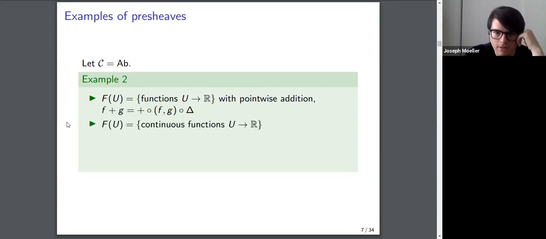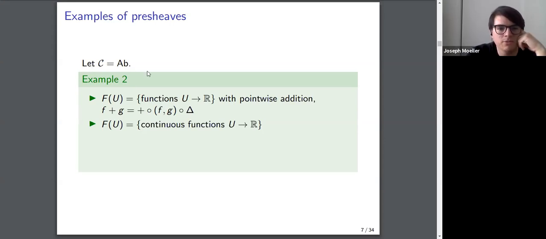Here's another one. Instead of just functions, you can consider continuous functions, because R has a topology, and so does U as a subspace of X. And you can add them, and they'll still be continuous, and so it's still an abelian group. And restriction is the main thing that I was trying to point out in the last slide. If you take a function and you restrict it to some subset, that's still going to be a function. If you take a continuous function and you restrict it to some subspace, that's still going to be a continuous function. And so that all works out.